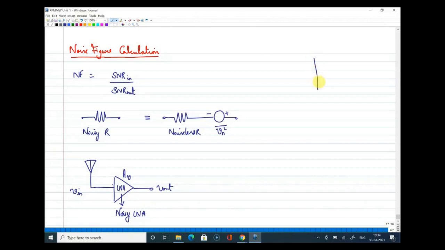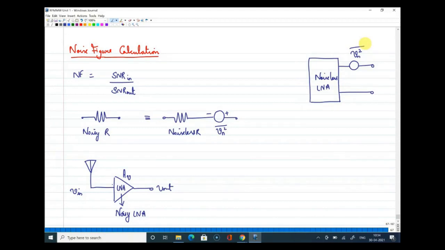One is, so that noisy LNA can be considered as a noiseless LNA block in series with the noise component, which I marked as Vn square.